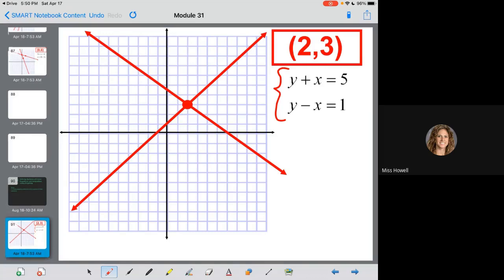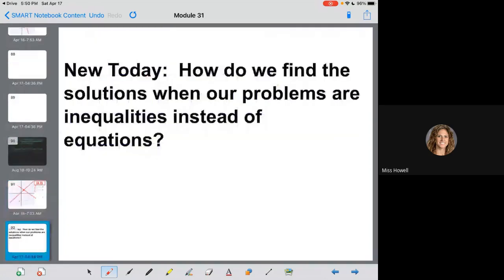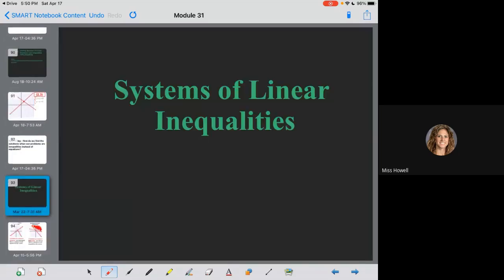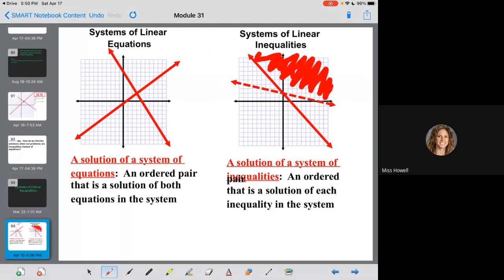So for today, we're going to expand that to, well, how does that change when we have linear inequalities instead of equations? And the thing that's different about equations and inequalities is with equations, it's a line of solutions. Remember, with your inequalities, it could be a boundary line and a section of a coordinate plane that is solutions. So for your solution of a system of linear inequalities, you're looking for the section of the coordinate plane that works for both parts of the system.